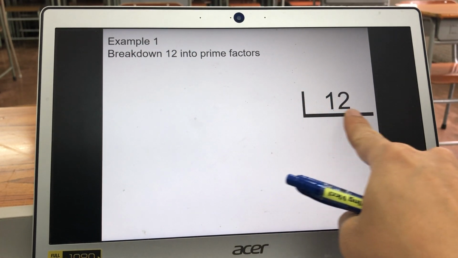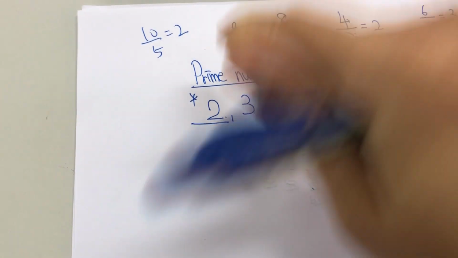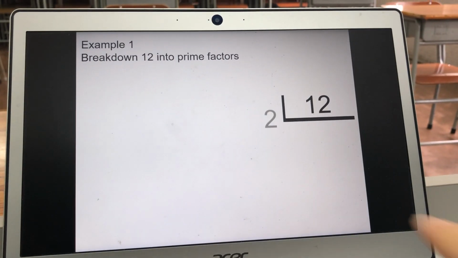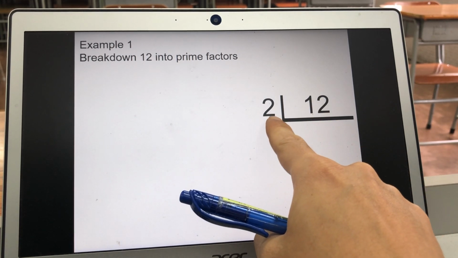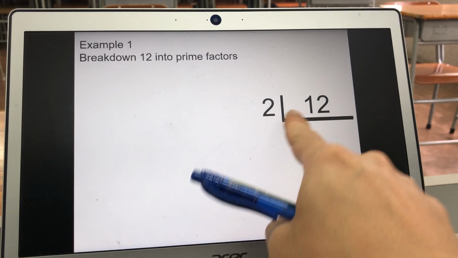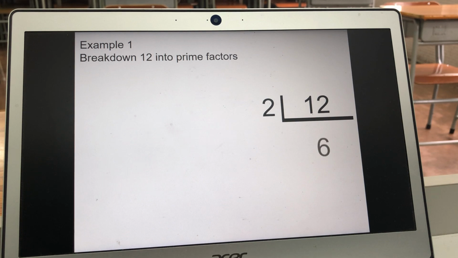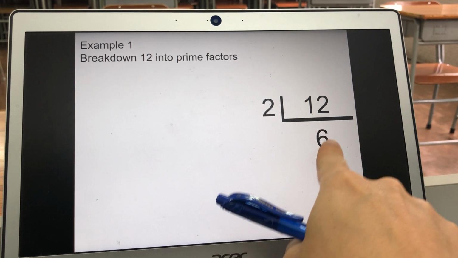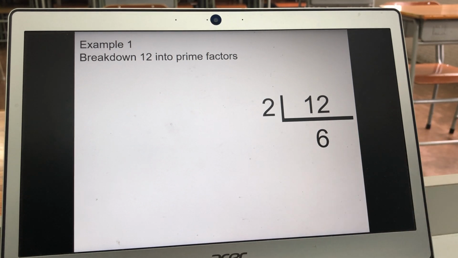12 divided by, you have to use the smallest prime number. So start from 2, using 2 to do the division. So use 2 to divide. 2 times what will become 12? 2 times 6 become 12. That's right. 2 times 6 become 12. And then we have to continue.